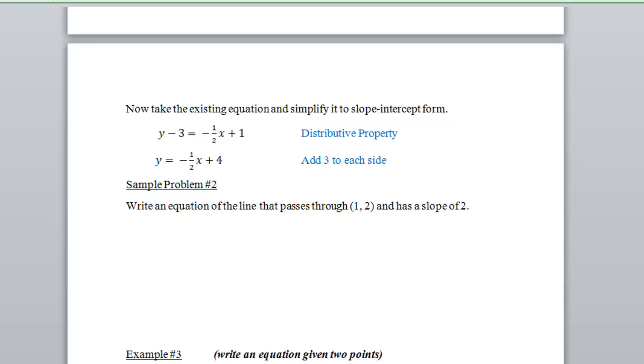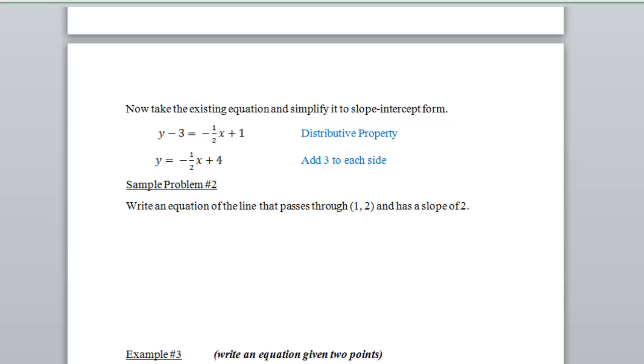So using that example and the point slope form from the concept summary, go ahead and work sample problem number 2 for us. Okay, so hopefully you've had a chance to do that.